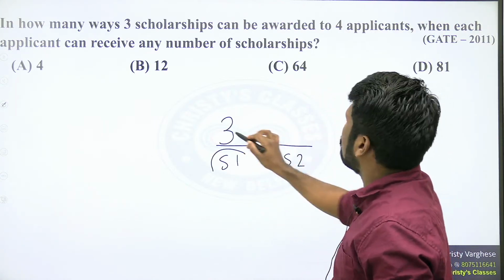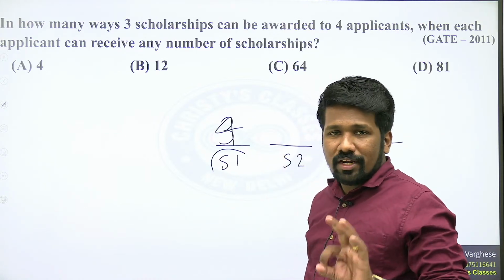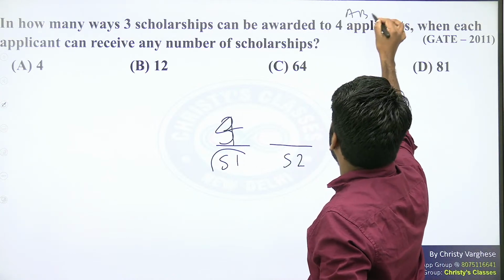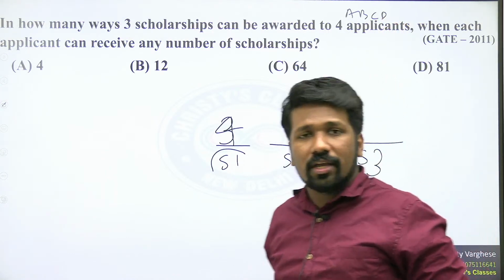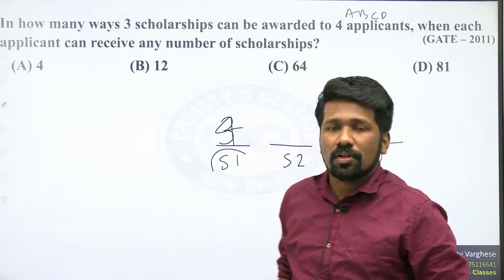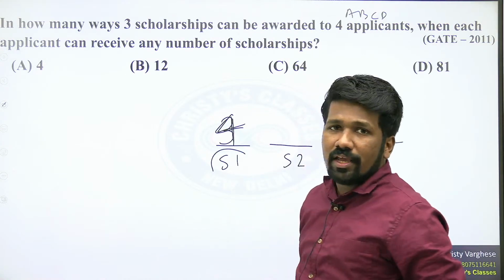Sorry, how many applicants? 4 applicants. So there are 4 ways to fill that. Are you understanding? If 4 applicants are A, B, C, D, you can give the scholarship to A, you can give the scholarship to B, you can give the scholarship to C, and you can give the scholarship to D also. So 4 ways scholarship 1 can be given.